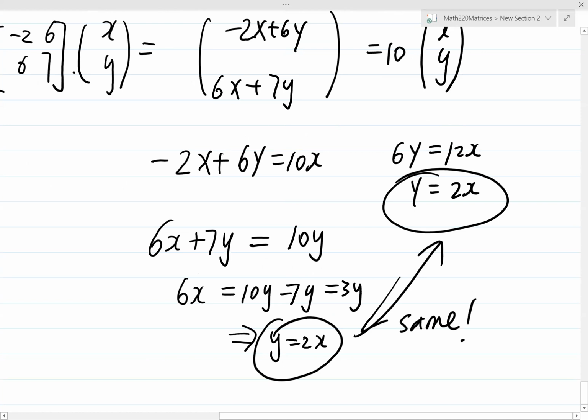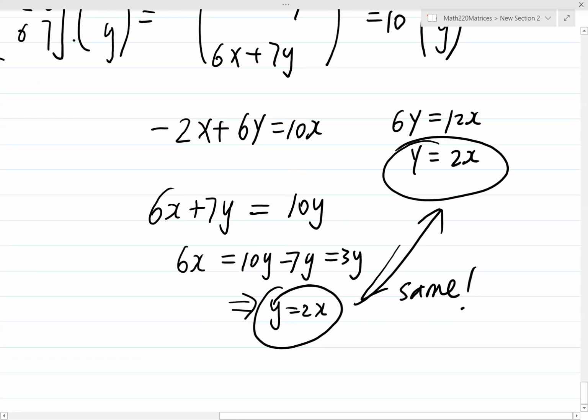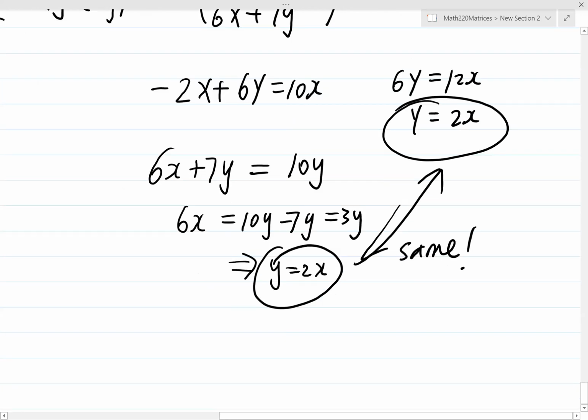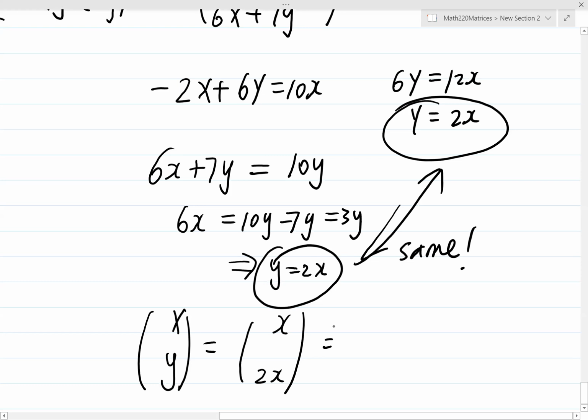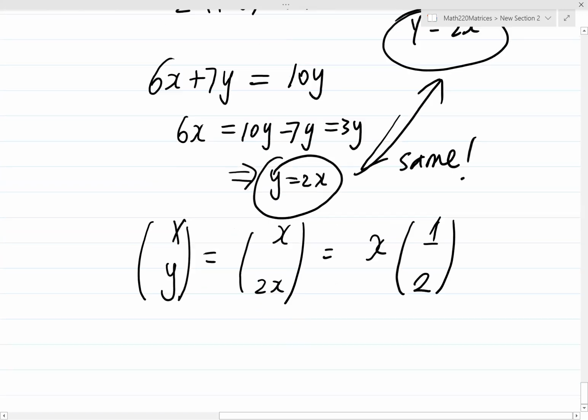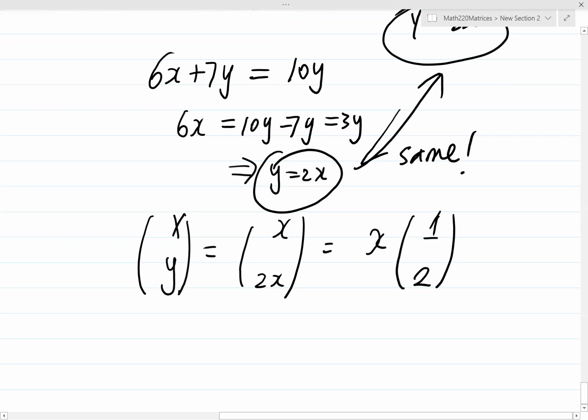So you can use either equation. Okay, so the eigenvector should be x, y, where y is 2x. Remember, x is x, y is 2x. So if you factor out x, you get x times the vector (1, 2). So we get an eigenvector (1, 2). Okay, let's just use (1, 2).